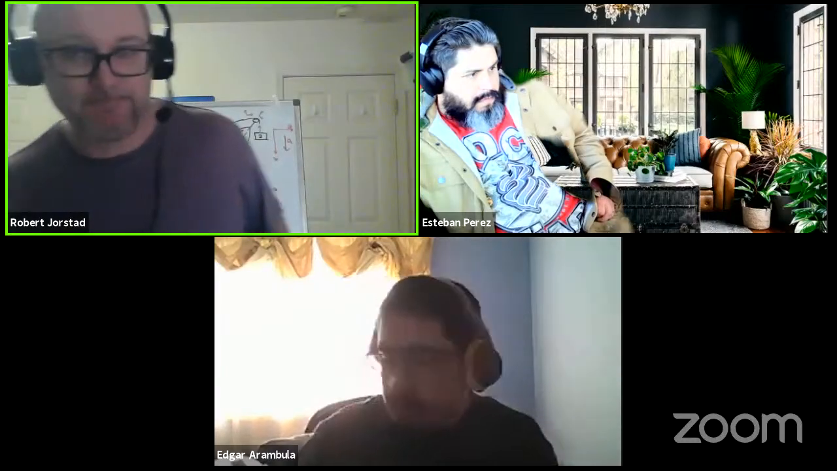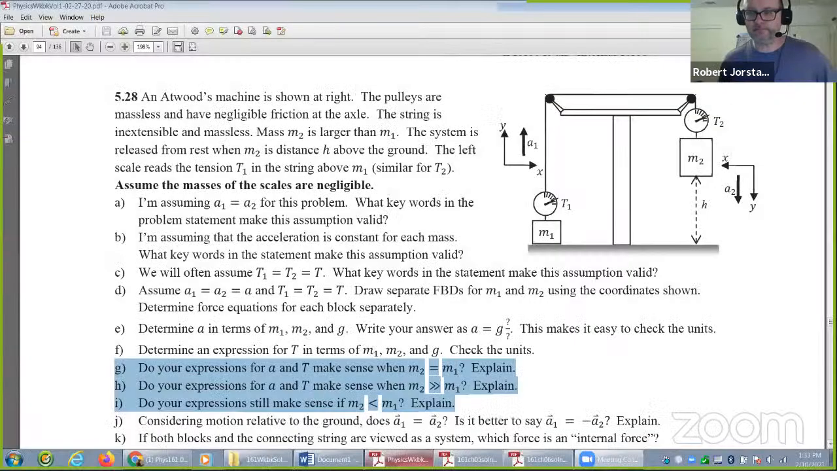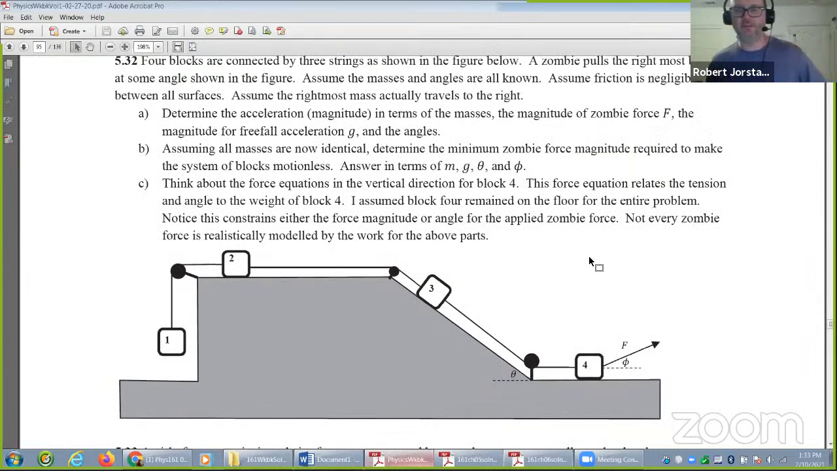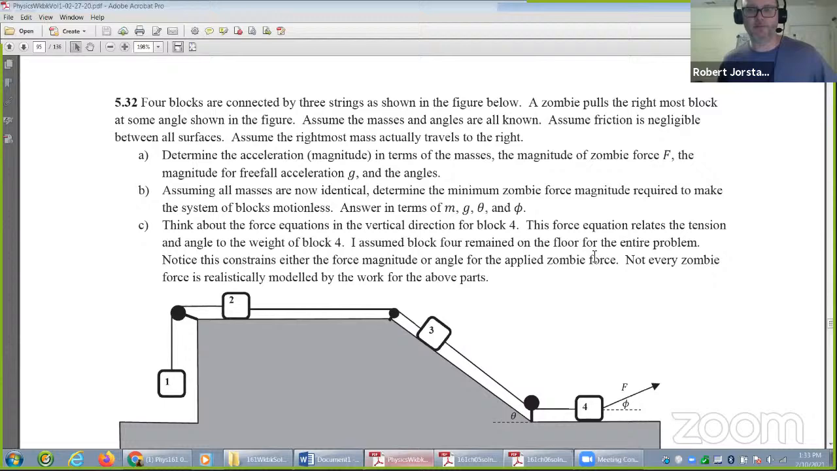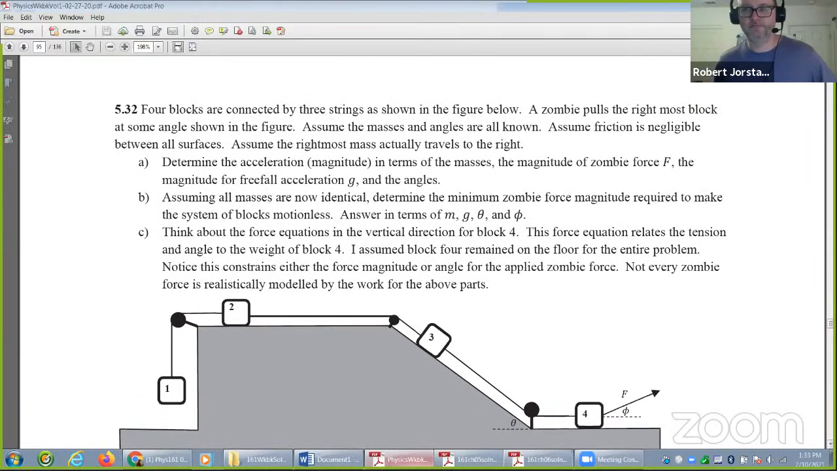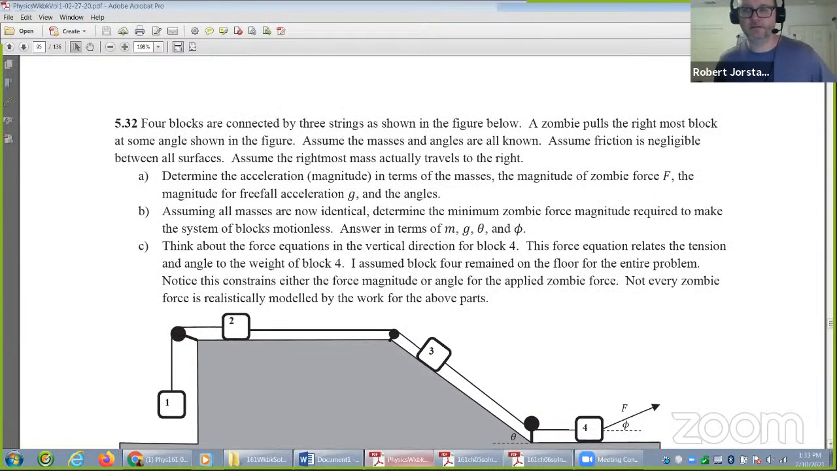All right. Let's look at one more problem, and then maybe we'll take a short break. I like this problem right here, 5.32. This is on page 93. Okay. Get that all on there. All right, page 93. The idea here is this problem looks really nasty.